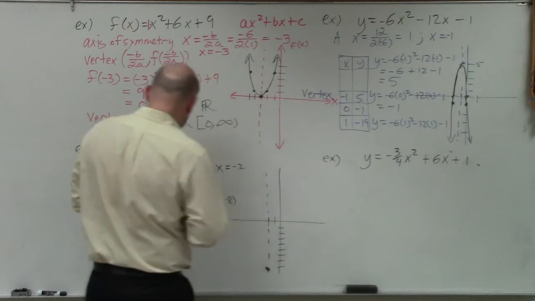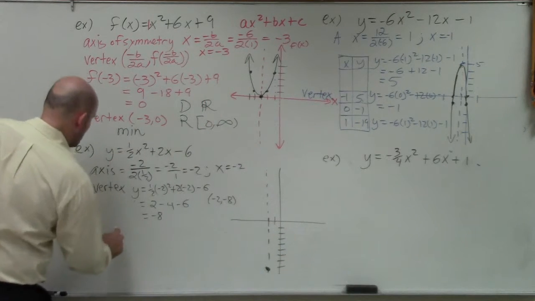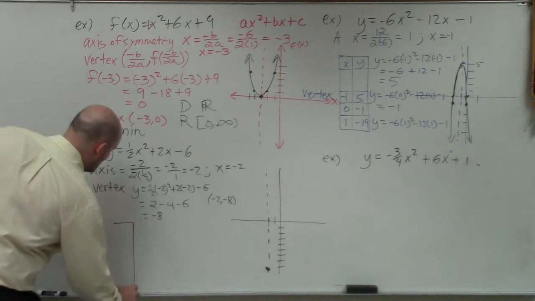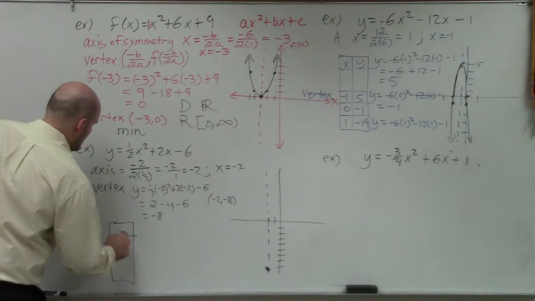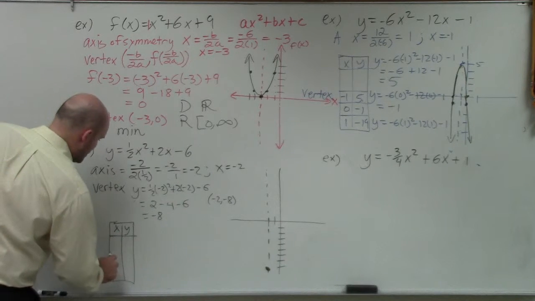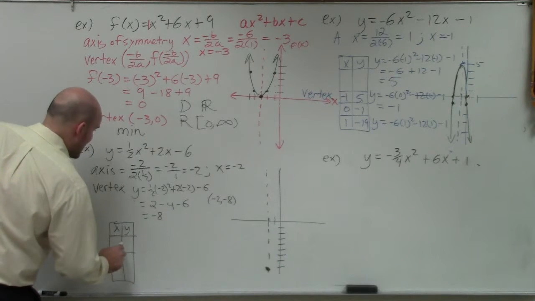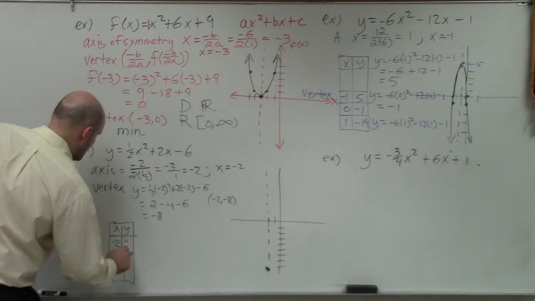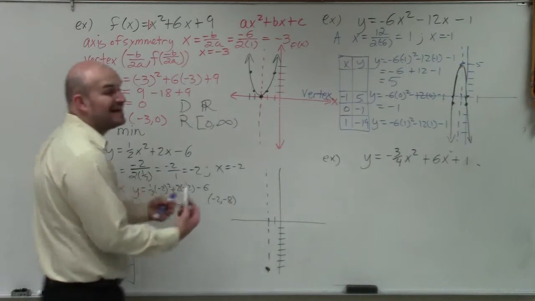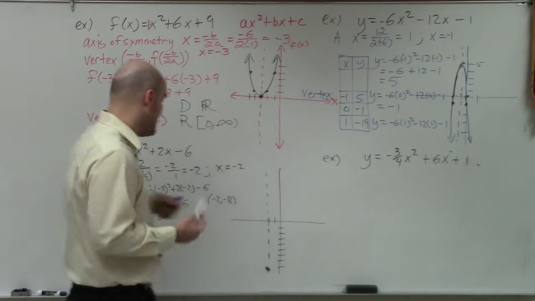Let's do -1 and let's do 0. So if I do -1, so basically I'm going to create a table, and I'm going to do these in my head to save a little time. I know that my vertex is at -2, -8. And I just want to find 2 points to the right of that graph, because then I can use the axis of symmetry to reflect about.